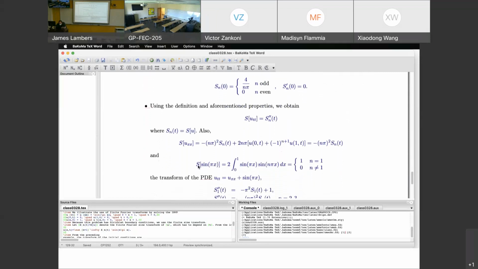So the finite transform of sine pi x, this is our source term, and this is what we get from the definition of a finite sine transform. But that's only going to give us 0 unless n equals 1, in which case you'll get 1, just from working out the integral directly.